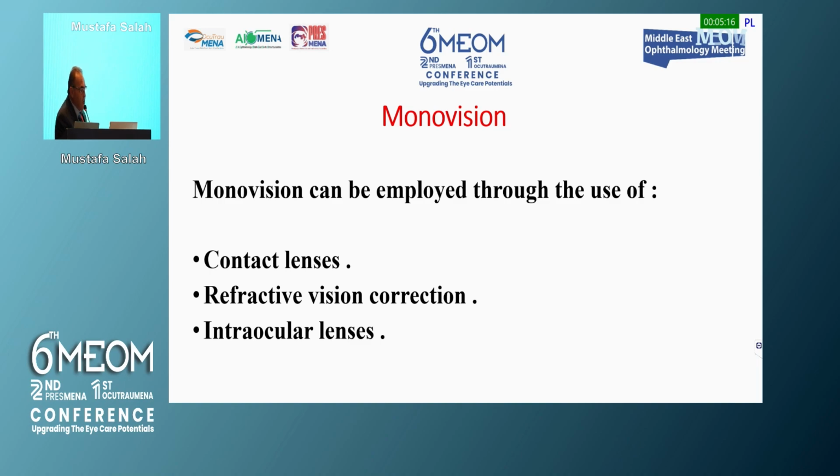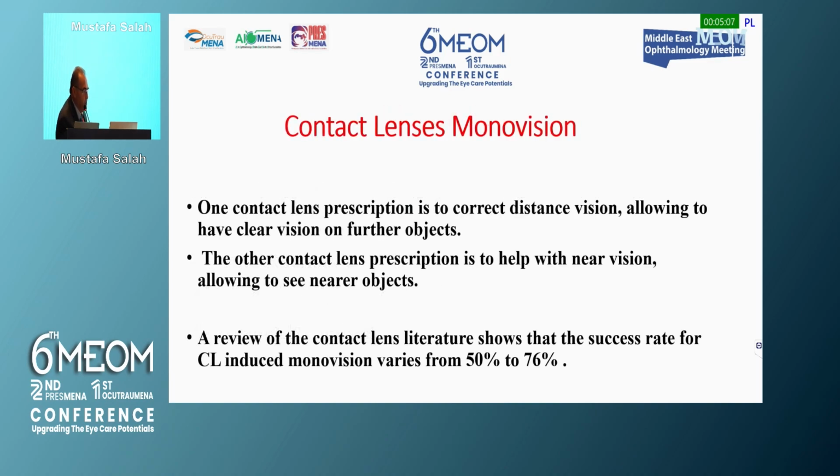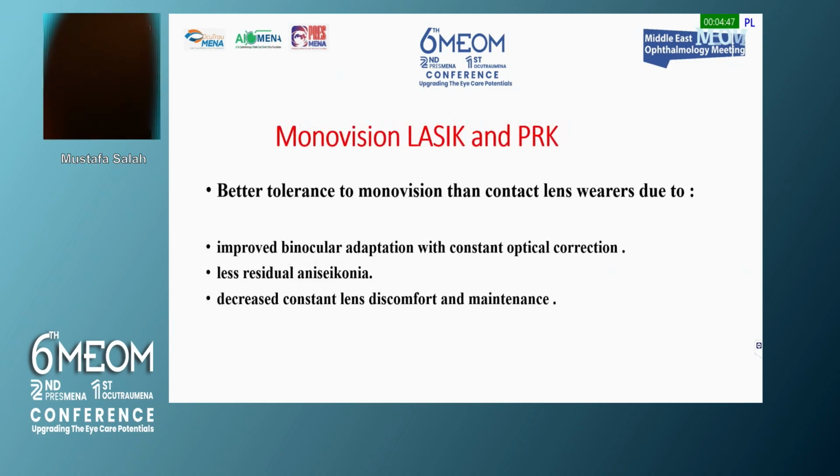So monovision can be employed, as we saw before, in different types with contact lenses, refractive vision correction, and intraocular lenses. The contact lens approach is from very long ago. You use one lens for distance and the other for near. In a review of the literature, patient satisfaction is about 50 to 75%, which means that a good number of patients are not satisfied.